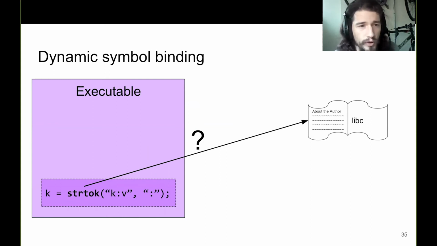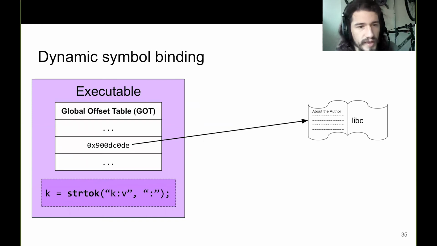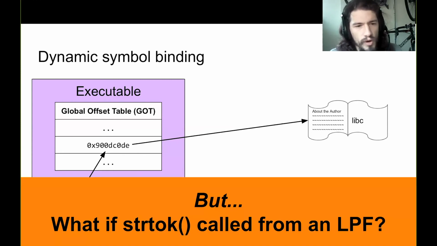So let's do a quick review there. Somehow this executable needs to bind strtok to the libc module. And the way that's done is that there is a structure called the global offset table in the program's process image. That is an array of a bunch of pointers. And the strtok call is really just a load followed by a jump. So what do we do if strtok is called from within a lightweight preemptible function? How do we reroute the call?